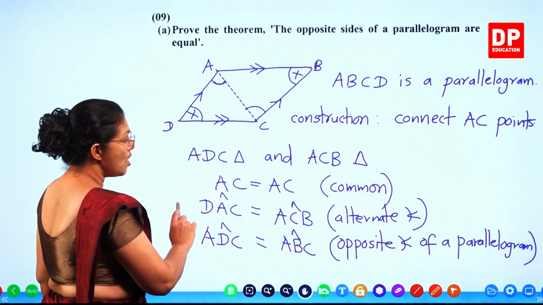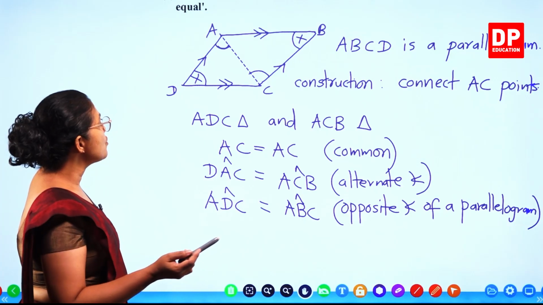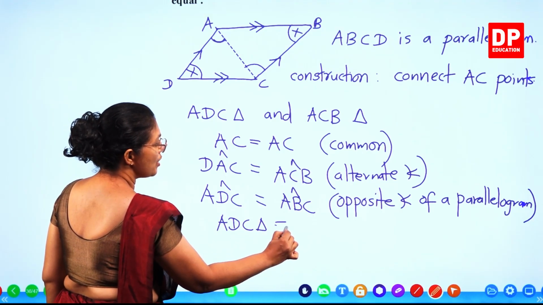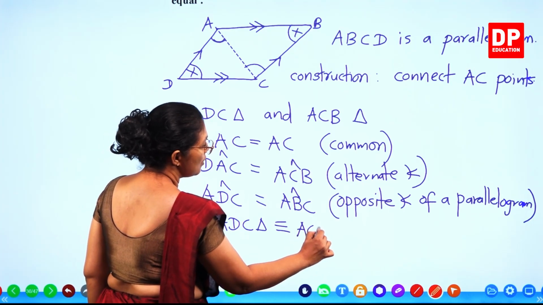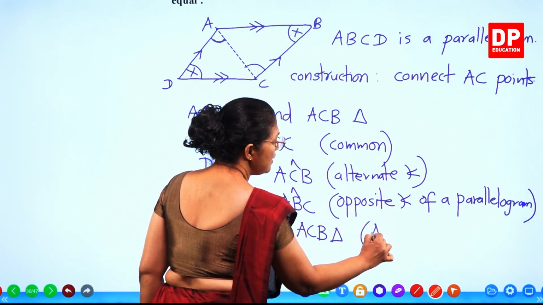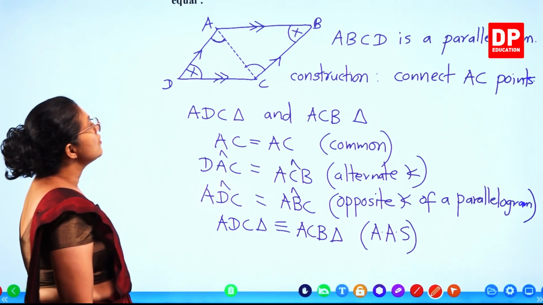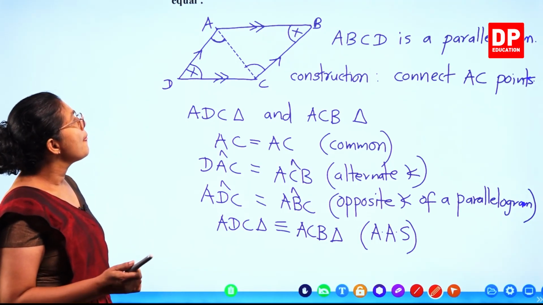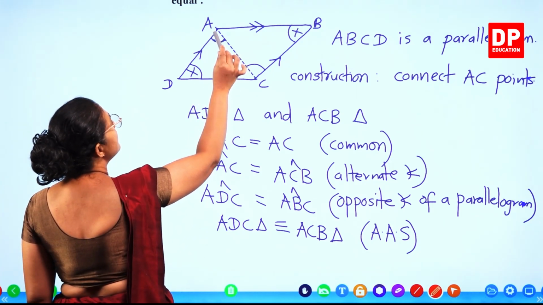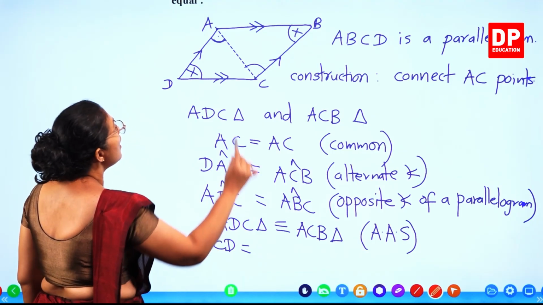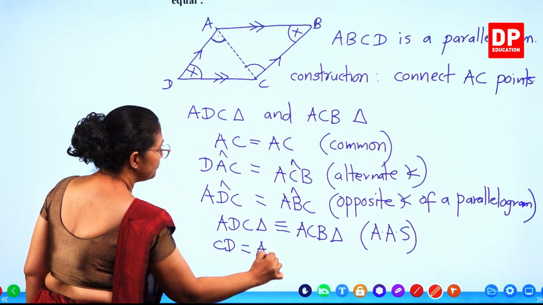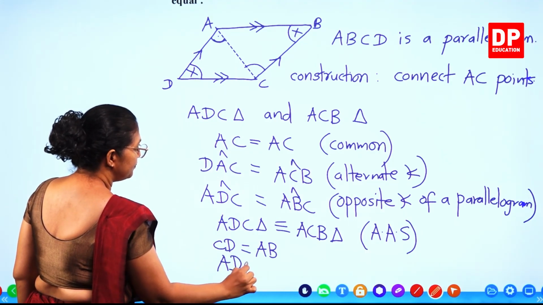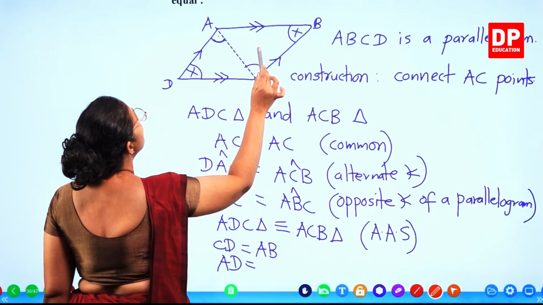Now we can see 2 angles and 1 length are equal. These are congruent triangles. ADC triangle is congruent to ACB triangle. What's the case? Angle, angle, side. So the two triangles are congruent. Then what can you say about the corresponding elements in congruent triangles? Those are equal. So opposite to this angle is CD and opposite to that same angle is AB. So likewise, opposite to this blank angle is AD and opposite to this blank angle is BC.